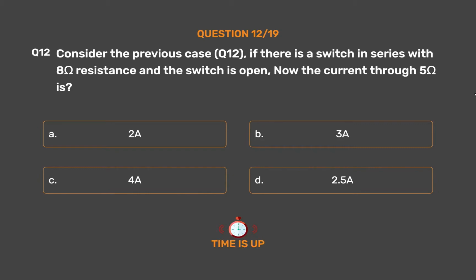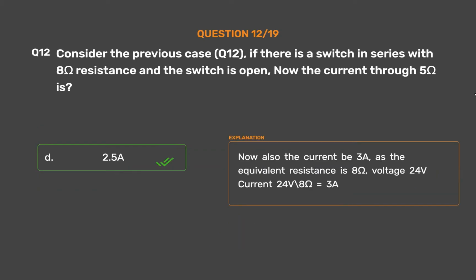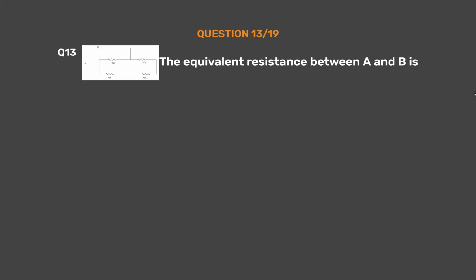The correct answer is option D, 2.5A. Now also the current will be 3A, as the equivalent resistance is 8 ohms, voltage 24 volts, current is 24 volts / 8 ohms equals 3A.